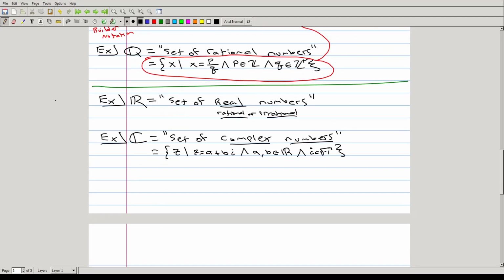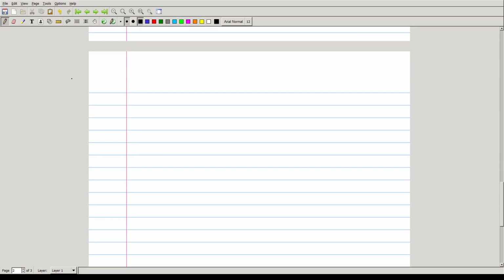But what I'm going to switch my attention to right now is more of an example that, if we're not careful with our development of set theory, could be a very big problem. And this is called Russell's paradox.